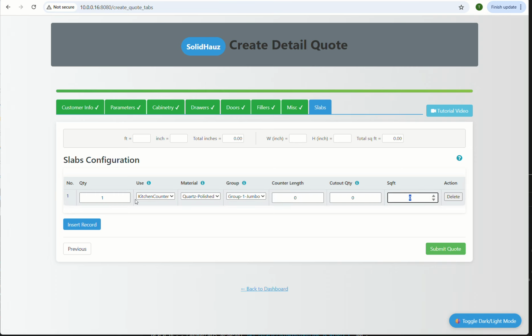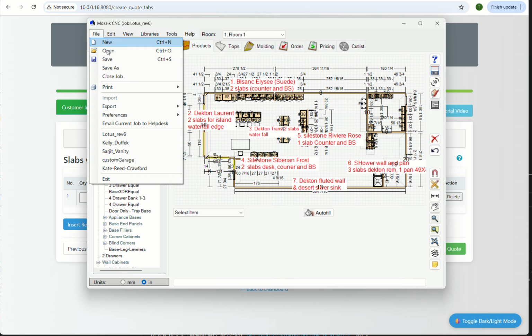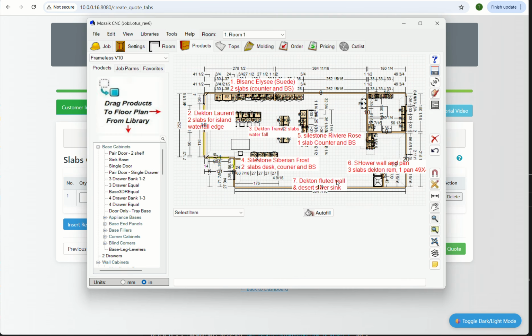But if you look at any kitchen, if you know the layout, you can totally calculate the square footage. Now you need two things. One, you just need to know the length of the counter. So if I see a particular layout, let me open a similar layout here.